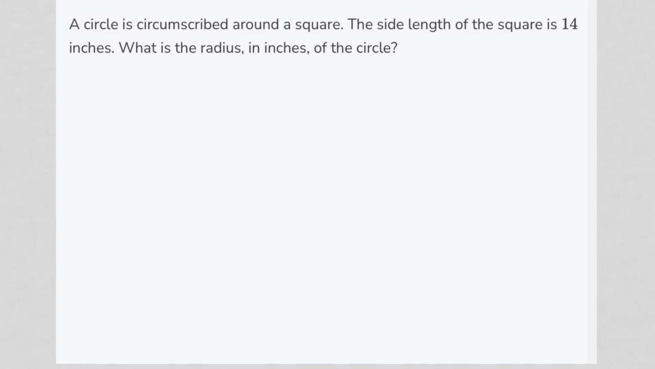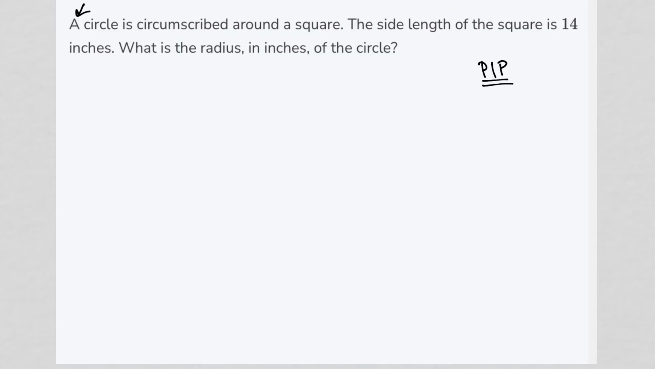So this question says a circle is circumscribed around a square. First of all, that's describing something that can be drawn, so that makes it a plug-in picture question. We use this strategy for any question that describes something that can be drawn.